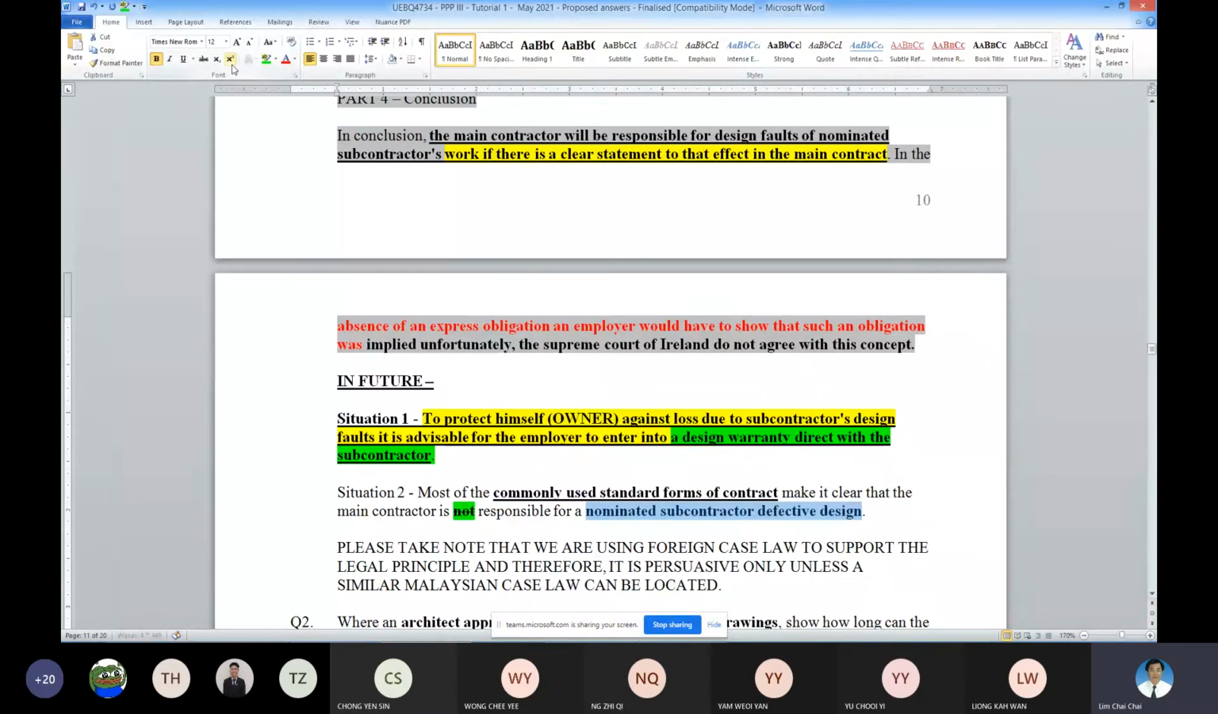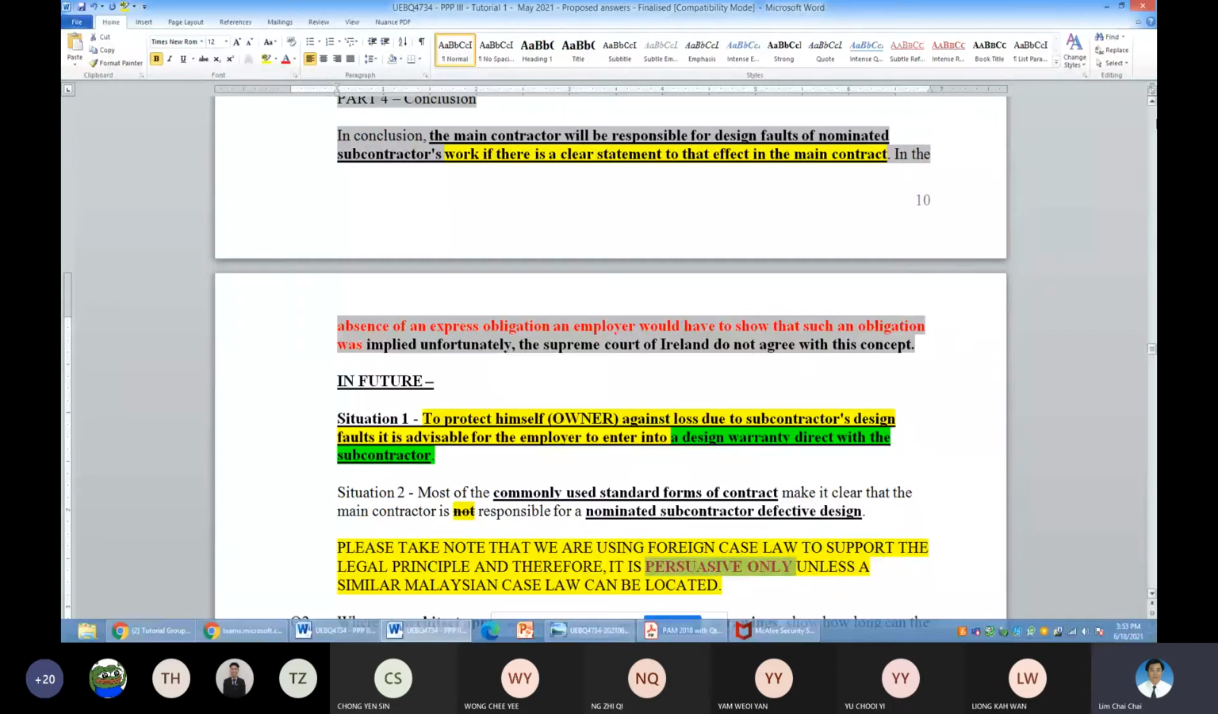Okay, so this is important. If not, usually not responsible. So to protect yourself, you have to take this away. Similarly, the concept is the same. It's a foreign case, persuasive only. But the judge, if there's such a case in Malaysia, will use this conclusion also.